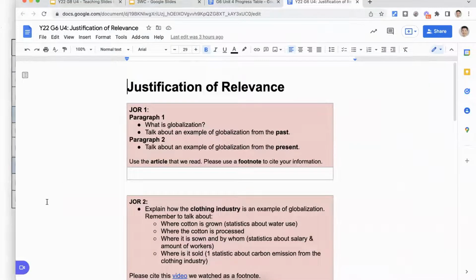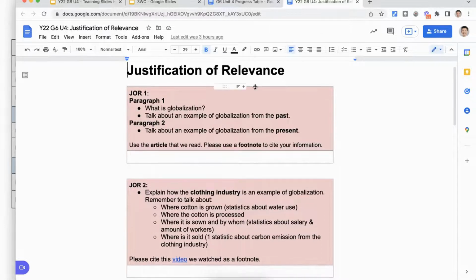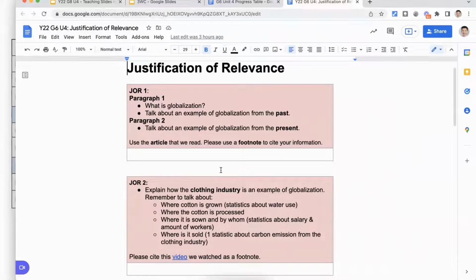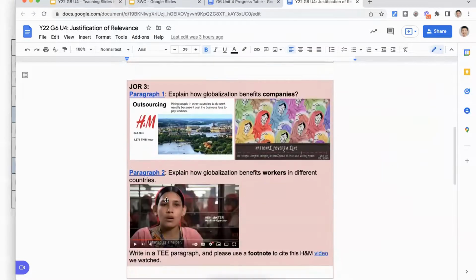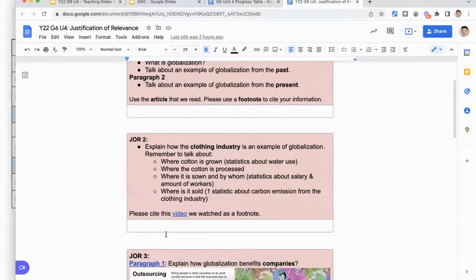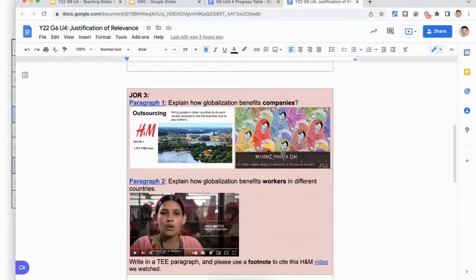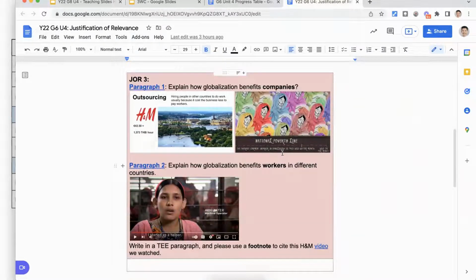I just want to share with you my document that I'm actually working with my grade 6. As you see, this is Justify Relevance, a criterion in the MYP for individuals and societies. I created this document months before our unit started because I knew that JOR 1, JOR 2, JOR 3, JOR 4 is all here. So that basically means, okay, we're going to talk about globalization here. We're going to give an example of the past and the present. This is an example of how I supported students. Let's say that my teacher is now on JOR 3.